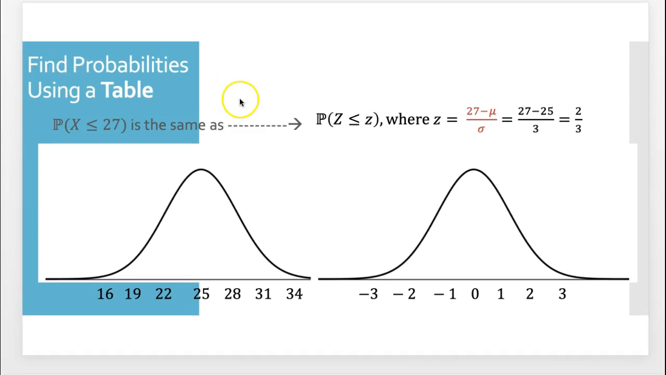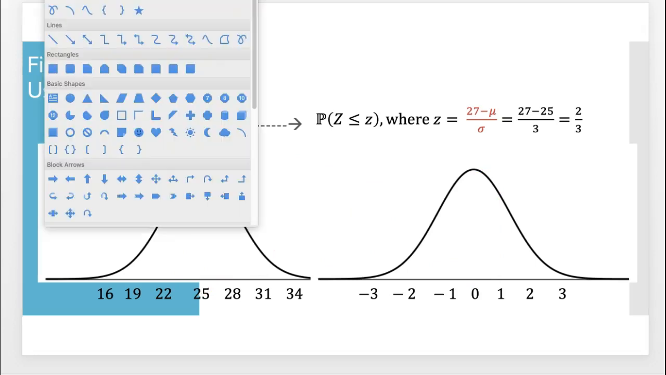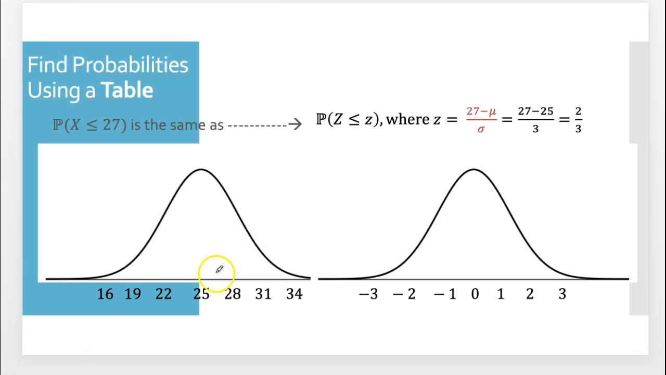What we're doing here is going from this model to the standard model. We're going from the real life scale to the standardized scale. Think about typical scale models here. The areas underneath the curve are both 1, and this area being less than or equal to 27 is going to be the same as this area here.